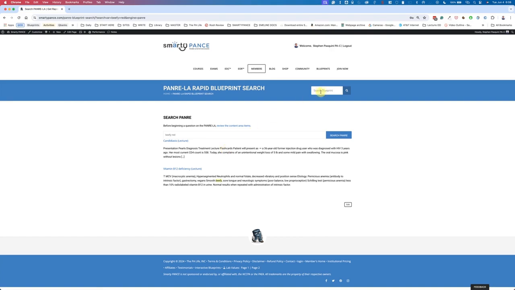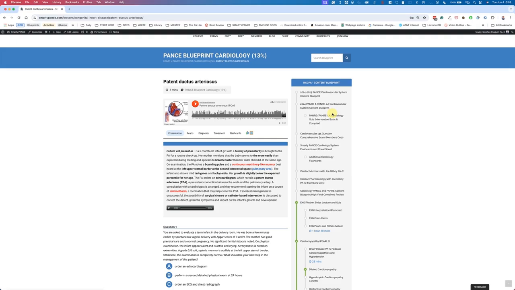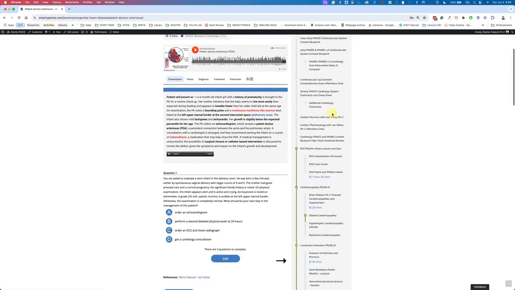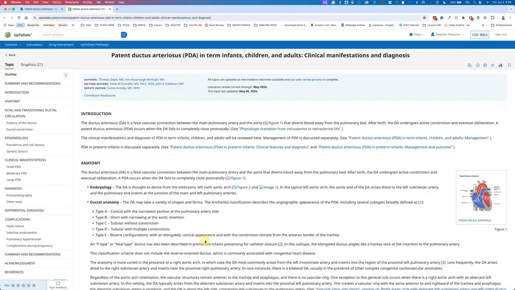And one last thing I want to show you about Smarty PANCE, if you're on a question, like say for example, you're on a question on PDA and you don't see the answer in Smarty PANCE. Again, I really like these links here, Merck Manual, UpToDate. You can click UpToDate. If you have UpToDate, it'll take you to the specific page on that and you can do searches here. So say you were looking for treatment and one of the treatment options was indomethacin. Here we're on clinical manifestations and diagnosis. You're probably not going to get treatment.